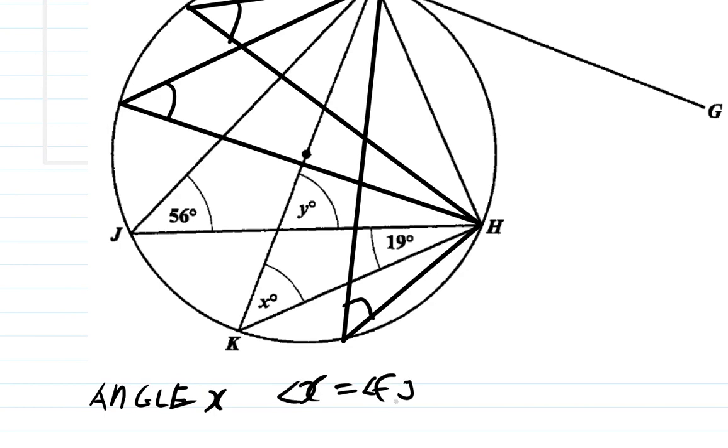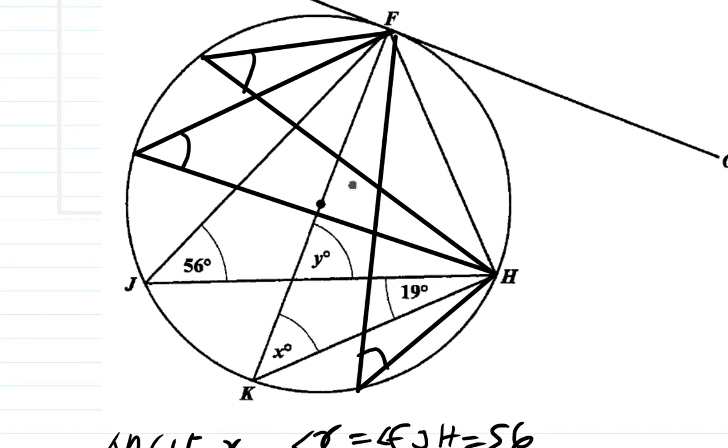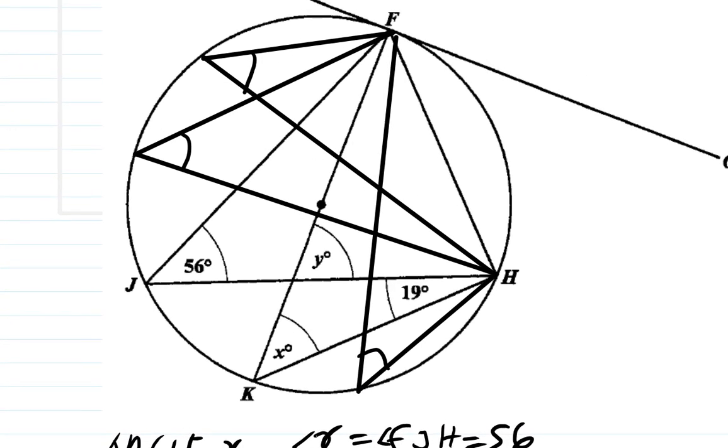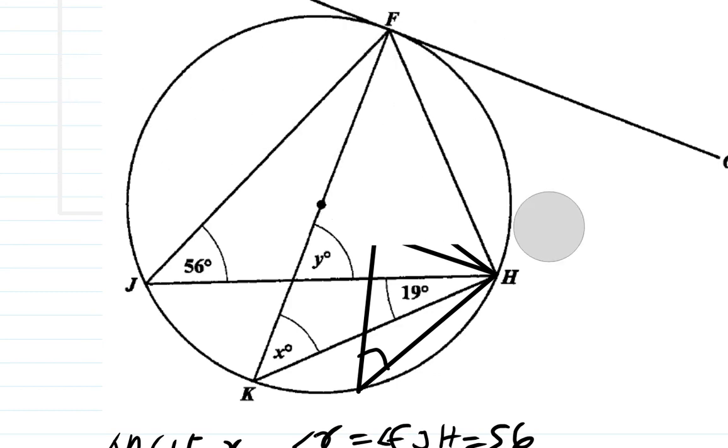Angle x must be equal to angle FJH, which is 56. Alright? So you have that. Understand what that is saying? Remember, if you are confused about anything here, then put it in the comments. Alright, so let's erase what we have here and look back at the question.